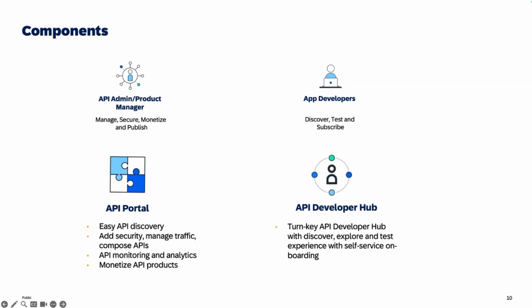On the other side, we have the API Developer Hub. This is where internal and external developers can search, test, subscribe, and consume APIs. It's a self-service interface that simplifies developer onboarding and supports API adoption across your organization. Together, these two components ensure that APIs are not only well managed, but also easily accessible and usable by the right audience.